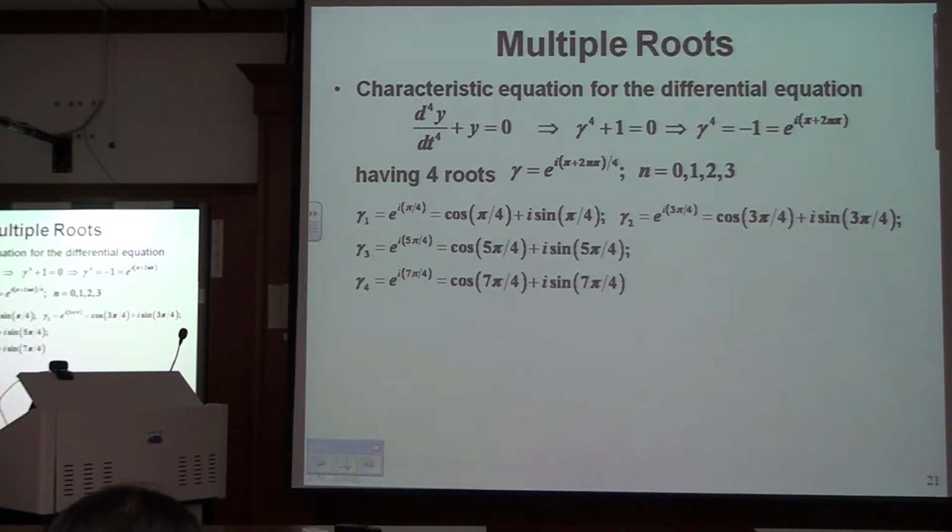So we have the roots. Gamma^4 equal to -1. Then we have 4 roots. Now how can we write this? -1 equal to e^(i(pi plus 2n pi)). Can we do this? How do we know we can do this? All right, that's the way you solve it.